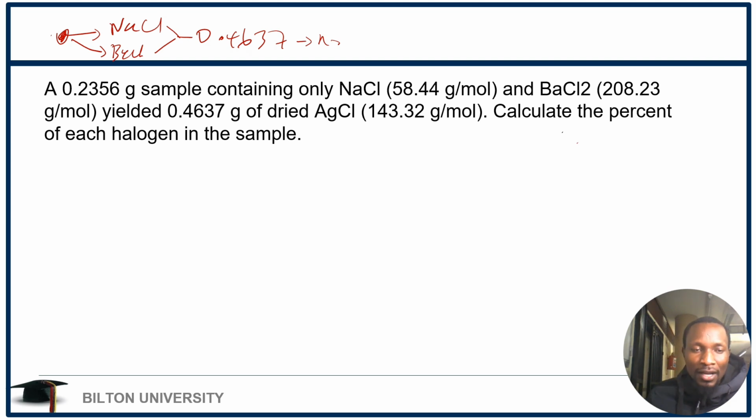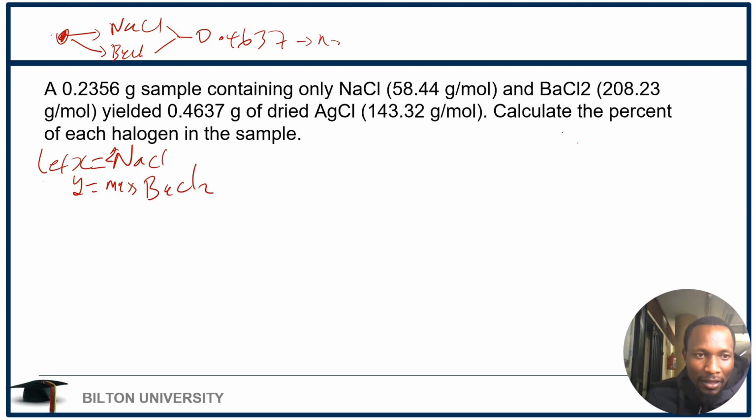All right, so now let X represent the mass of sodium chloride, in grams, and Y represent the mass of barium chloride. So that's the first thing. If we add our masses X plus Y, we're going to get the mass of the sample, 0.2356.